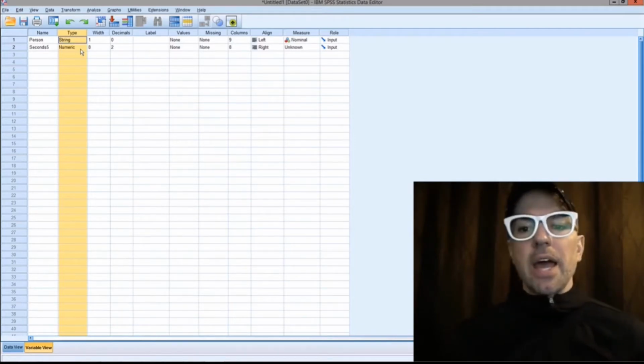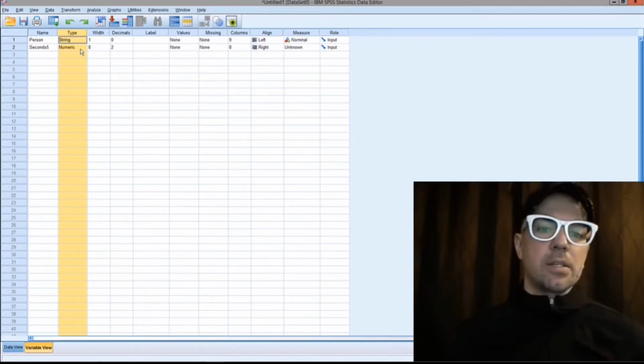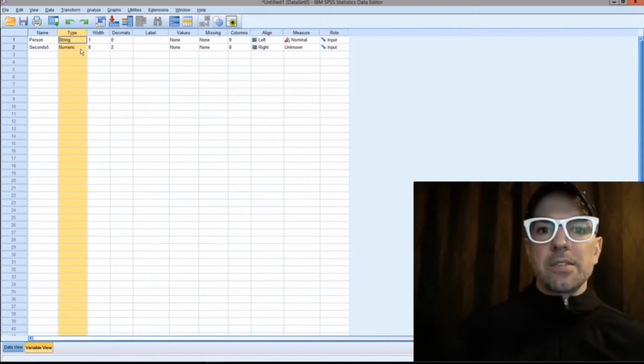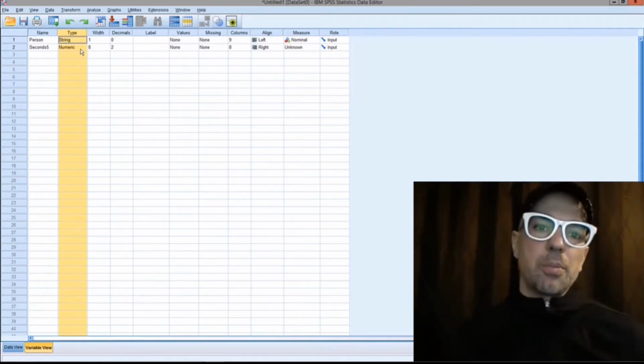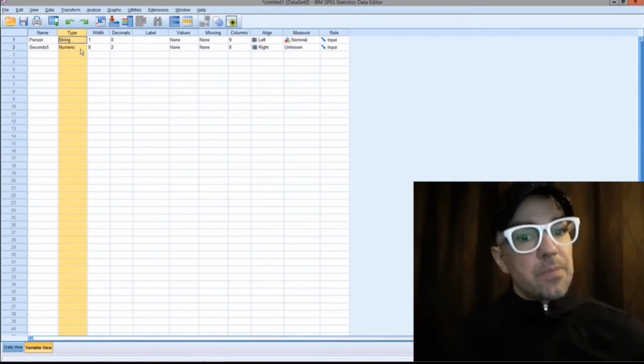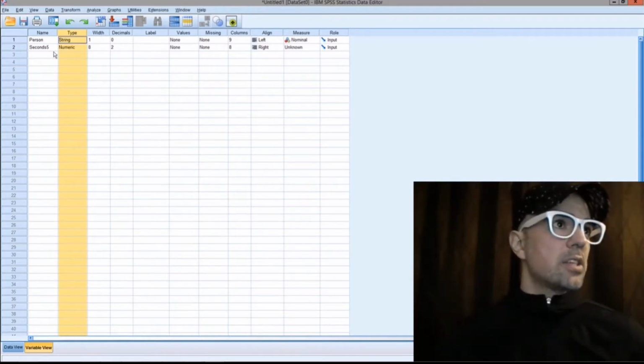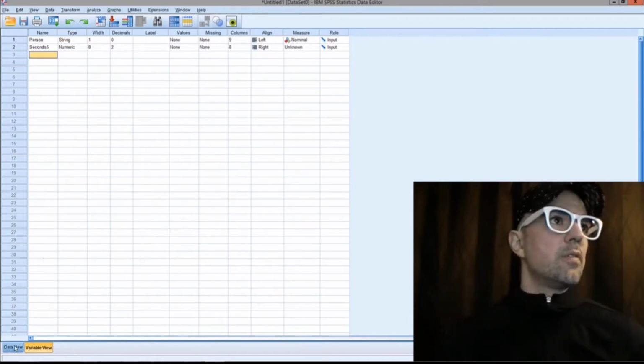And because of that, it's going to allow you to do certain things with your 5 seconds variable, your seconds 5 variable, that it's not going to allow you to do with the person variable. Like, for instance, take an average. All right, so we have those two variables set.